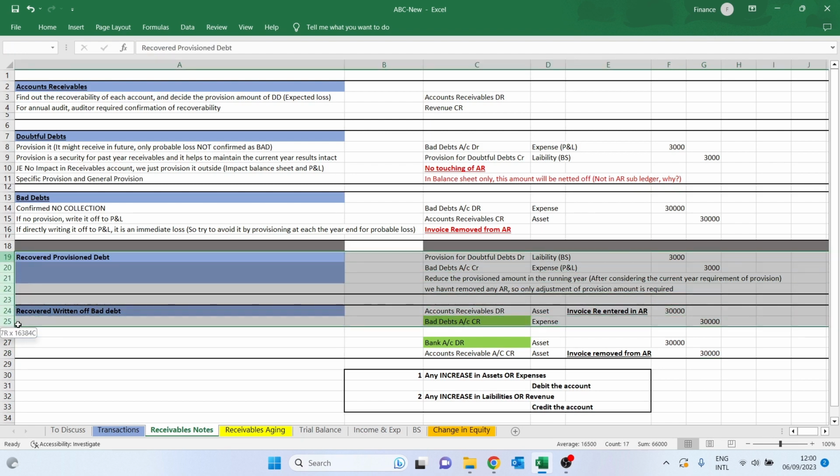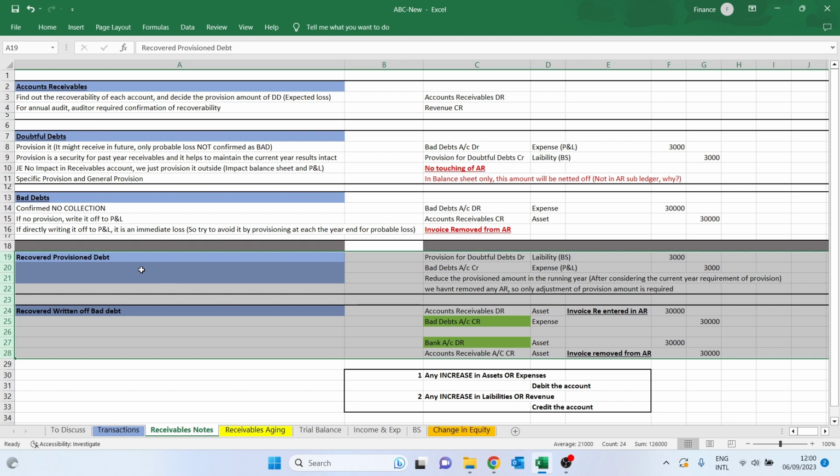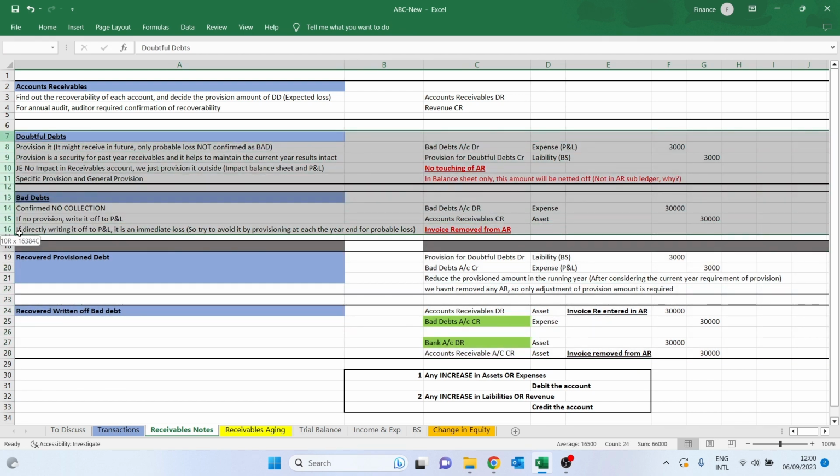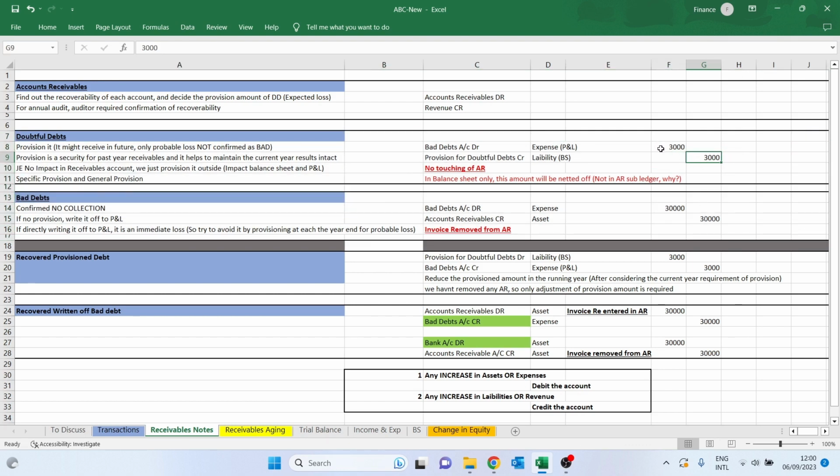These two entries will come only in the next year, not in the current year, because this is during recoverability. For the other two entries, we need to pass them in the current year: the provision and the confirmed bad debts written off. So now let us move to the next stage. Let us book these two into the trial balance.